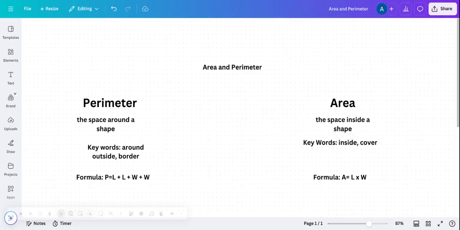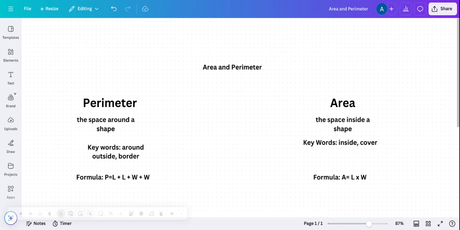We're going to be focusing on area and perimeter and how to find area and perimeter of a square or rectangle. So let's get into the definitions of area and perimeter. Perimeter is the space around a shape. Okay, so we're looking for the outside of a shape. Keywords that we can look for in a problem are words like around, outside, or border.